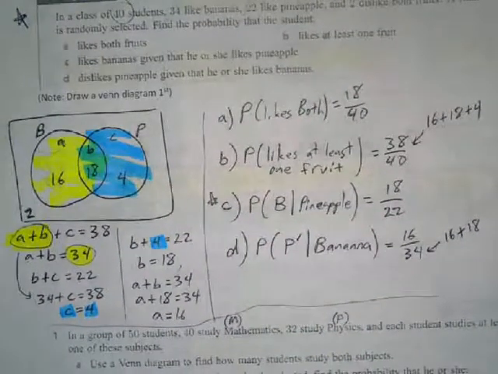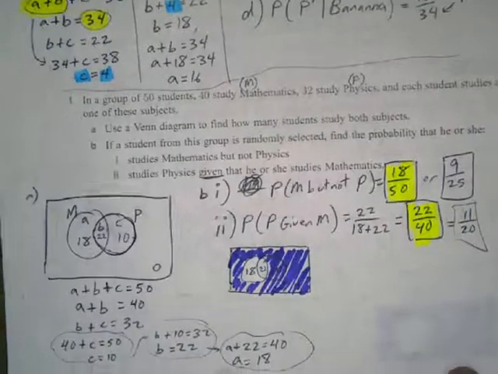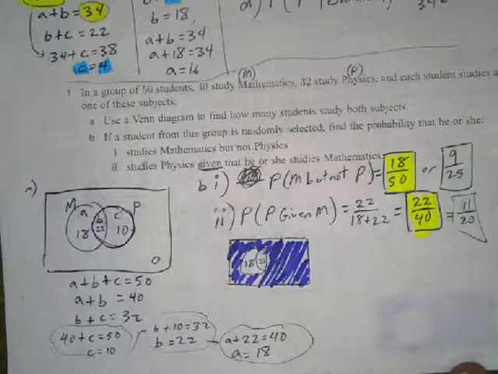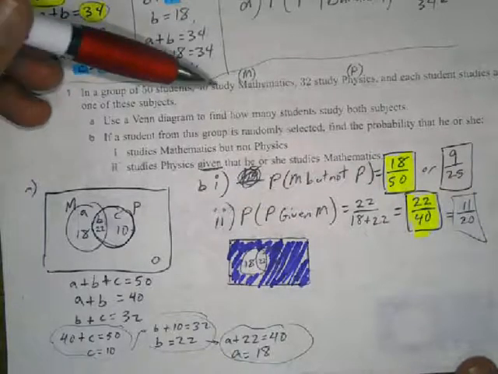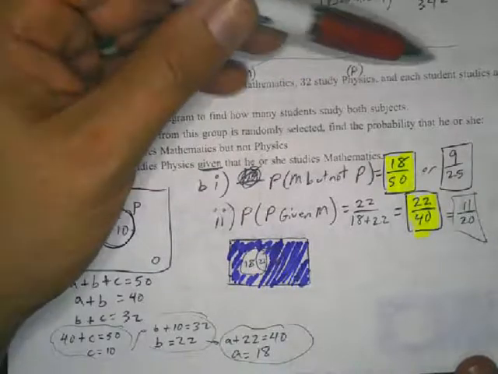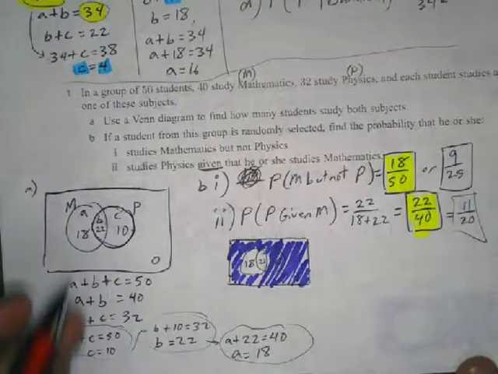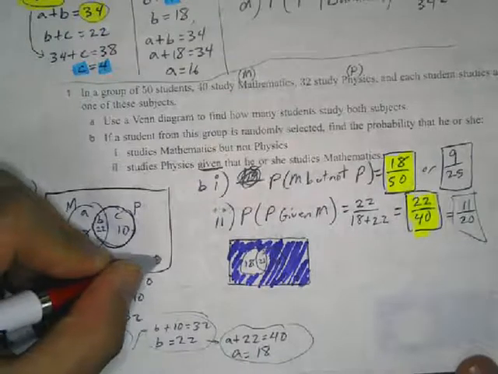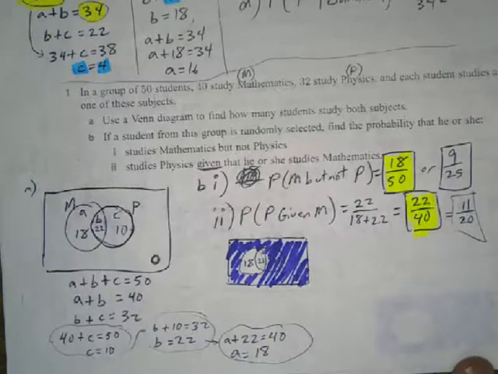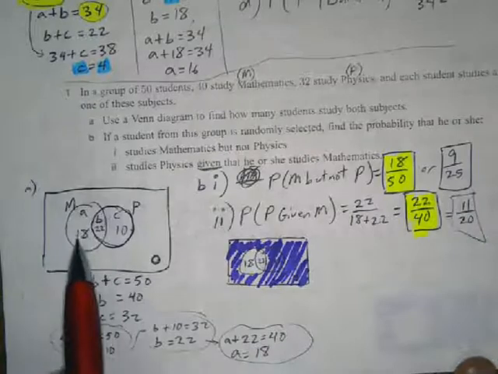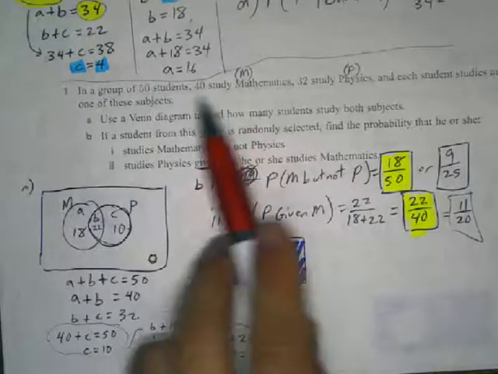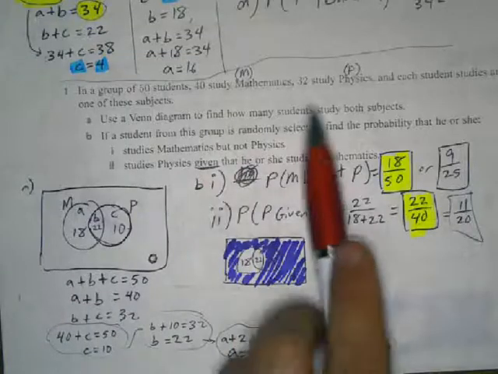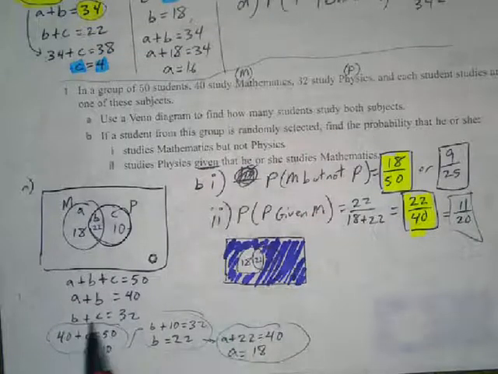Okay, the next problem is solved the same way, where we had 3 variables. The group of 50 students, 40 take math, 32 take physics, and every student takes at least one. So we know that there's nobody out here that's skipping math and physics, fortunately. So this region A plus B plus C adds up to 50. 40 people take math, so A plus B is 40. 32 like physics, so B plus C is 32.